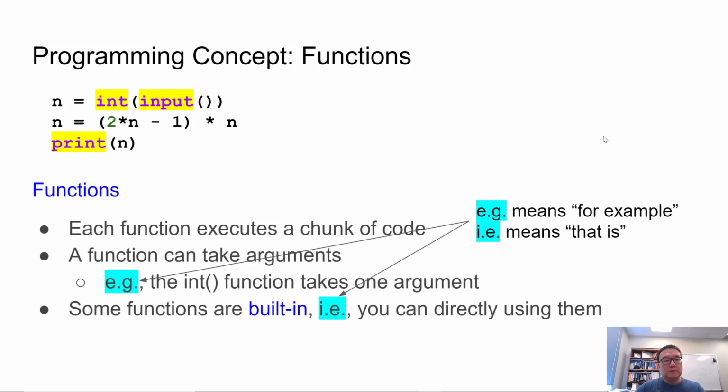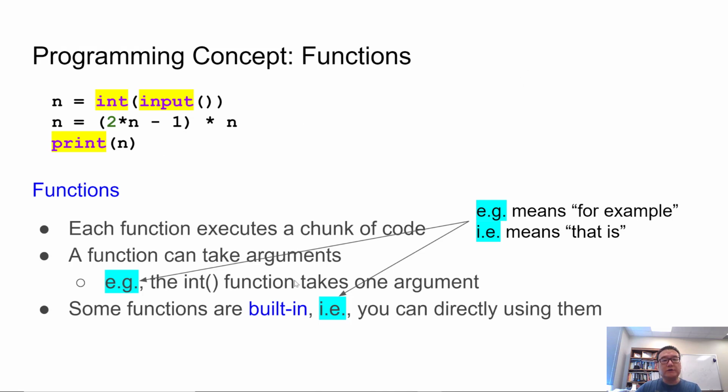An important and a little bit tricky concept to understand is functions. So here we have three functions. We use three functions in this code: input, int, and print. Each function executes a chunk of code. So when the computer sees a usage of a function, it will find the corresponding code and execute it.